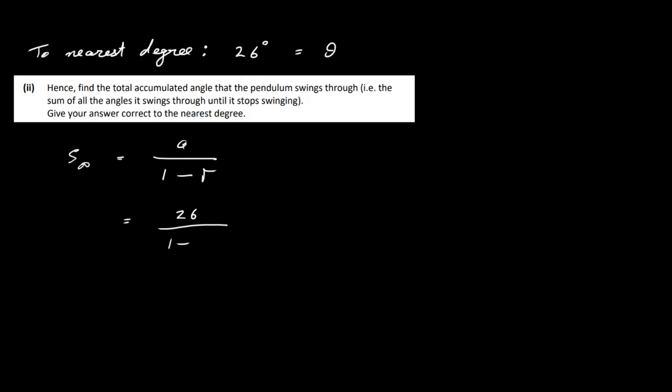So we have 1 minus, and the angle is going to reduce by 0.9. It's going to reduce 10% actually each time. So we just got to work that out, and that will give us 260 degrees.